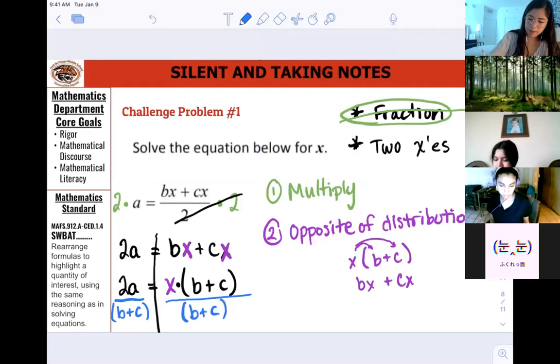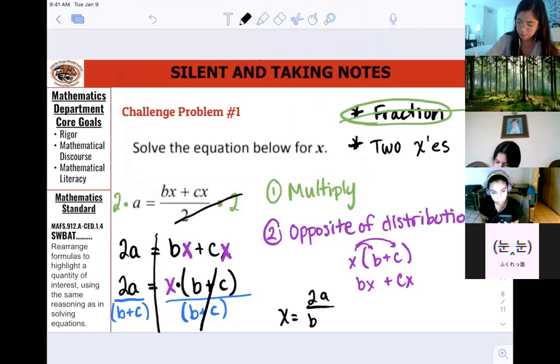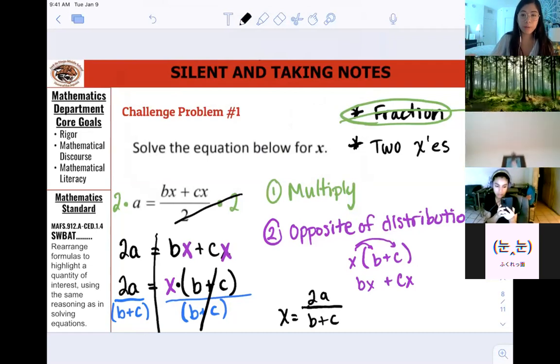So my final answer, I'm going to cross this out, is x equals, and I'm kind of flipping it in my head already. Instead of writing it down, I'm flipping it in my head, but I have x equals 2a over b plus c. And those parentheses, you can keep them, but since there's nothing else in the denominator, you don't really need them there right now.